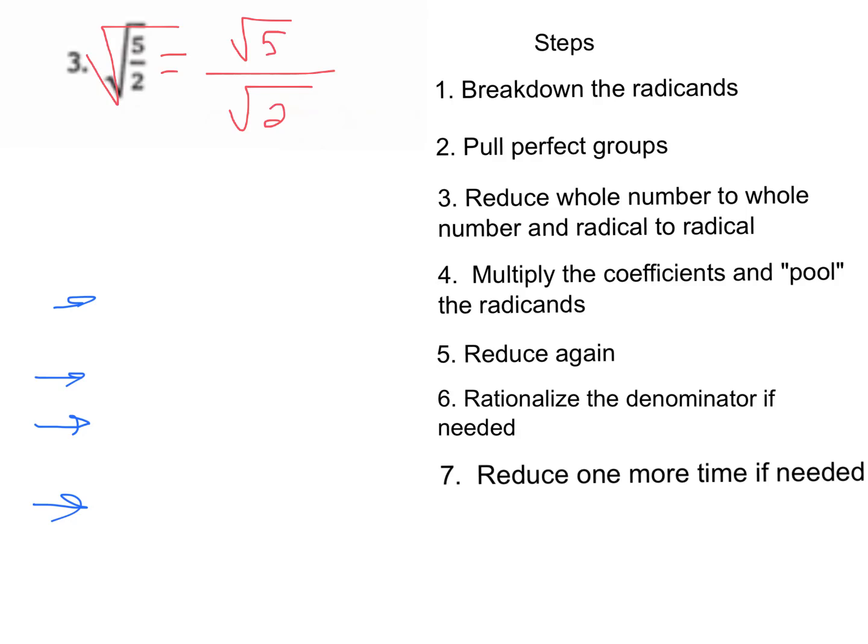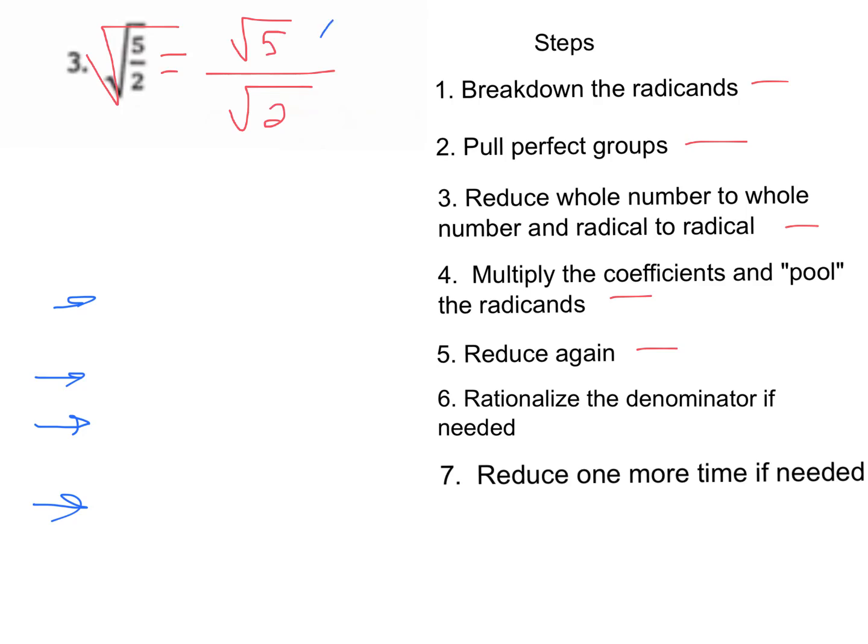Alright, so first things first. Break down the radicals. No, we can't with 5 and we can't with 2. Pull perfect groups. Well, we can't. Reduce whole number to whole number and radical to radical. That ain't happening either. Multiply the coefficients. Well, it's not a multiplication problem, so I don't do that. Reduce. Can't. Rationalize the denominator.